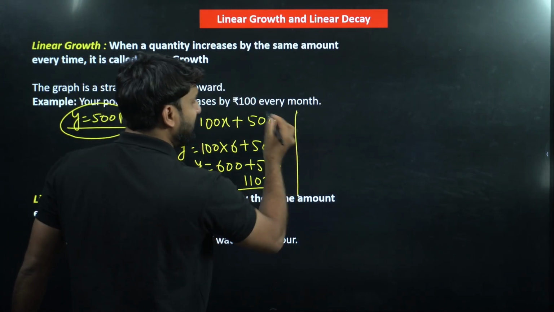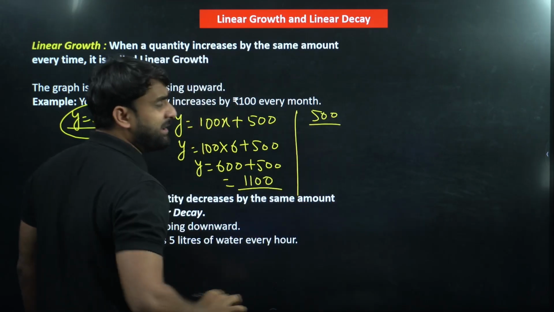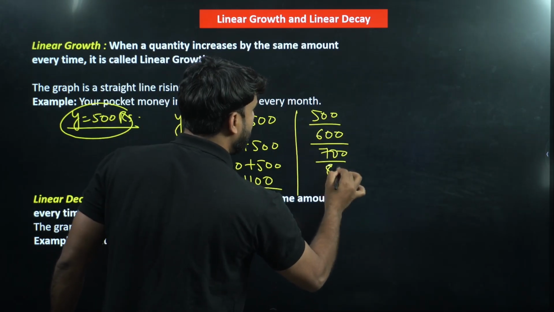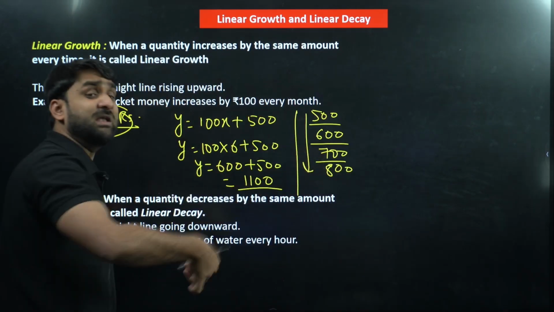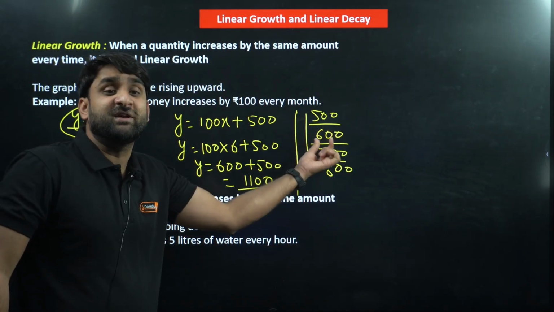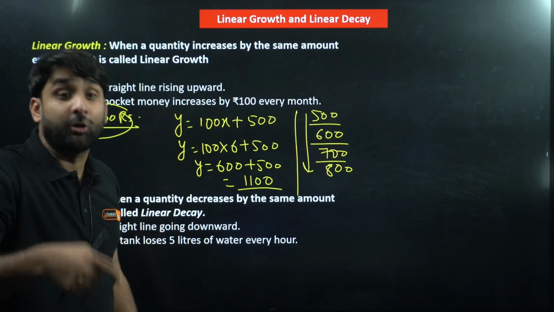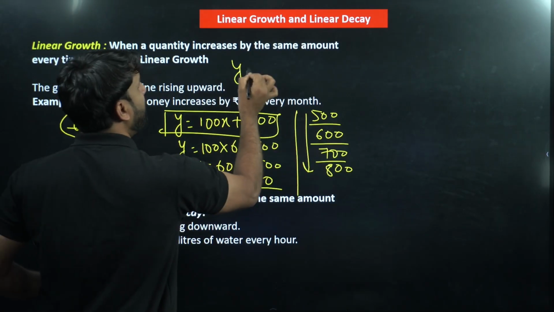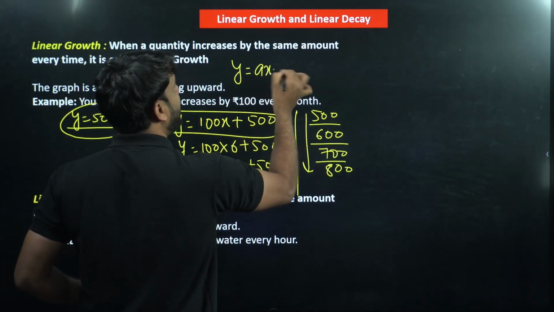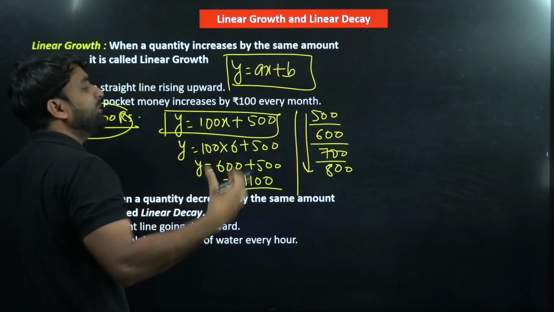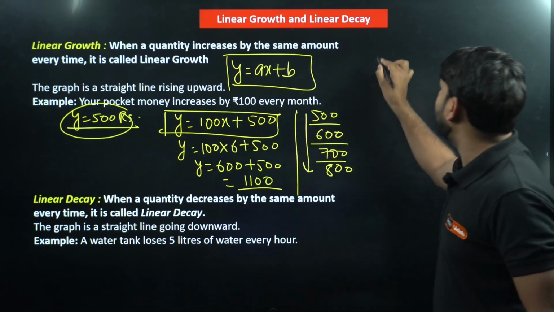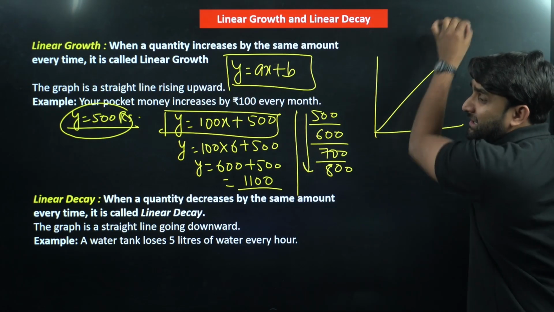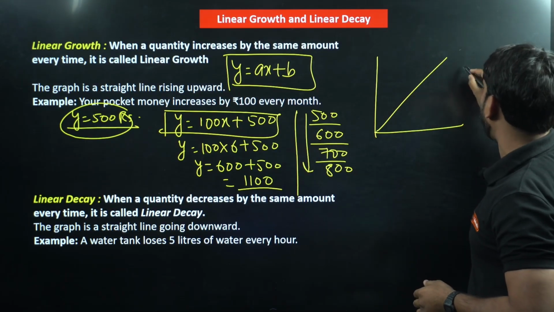It means that the first month he has 500, the second month he will have 600, then 700, then 800. Can you see here? The numbers are increasing with an equal gap, 500, 600, 700, and this is called linear growth. Now my dear champion, if you compare this equation with the general format of a linear equation, y is equal to ax plus b. Whenever you plot the graph for linear growth, the graph will always be in this format. The graph is in increasing order, and here the slope is positive.